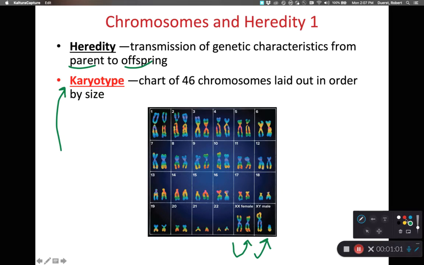Just to make it really clear, if we were to look at a female's karyotype, it would not have that XY region. It would look like this and have 23 slots filled. If we were to look at the male's karyotype, instead of having two X chromosomes, generally speaking, all males are going to have an X and a Y chromosome. That's what their 23 slots would look like.